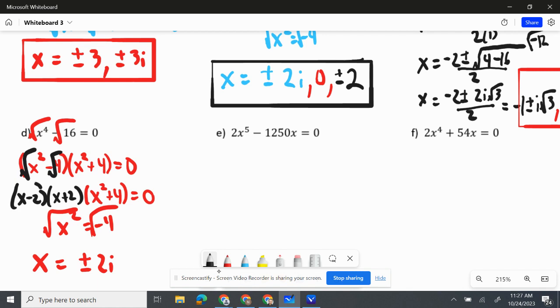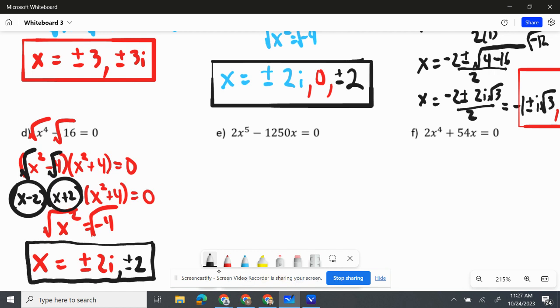Then we're going to look at our 2 real answers. The opposite here would be 2, and the opposite here would be negative 2. So I'm going to put plus or minus 2. Notice 4 answers, and we have degree 4.